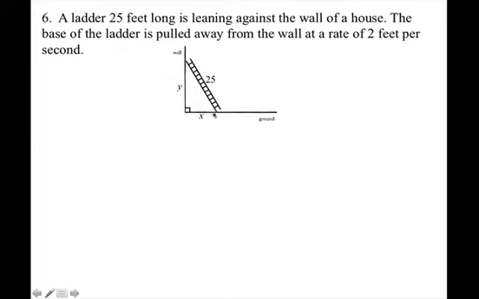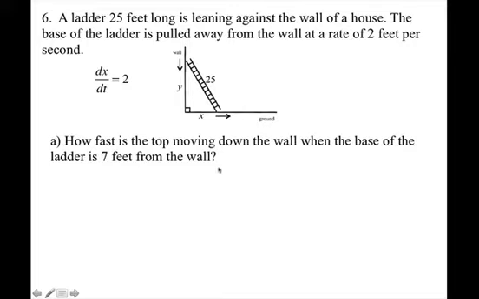I know that this horizontal distance changes, so I'm going to label that x, and the vertical distance changes, so I'm going to label that y. And since it's being pulled away from the wall, the horizontal distance is increasing. Since I'm given that rate, dx/dt is 2. And since the top of the ladder is going down, the vertical distance is decreasing, so dy/dt would have to be negative.